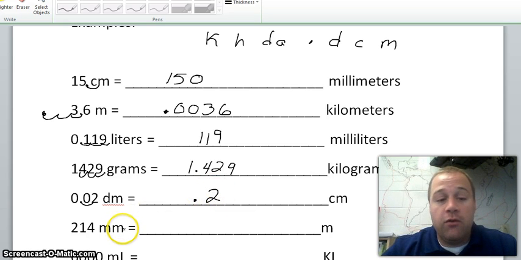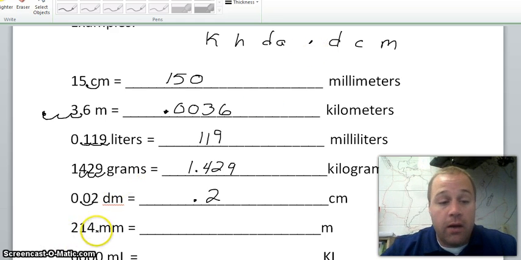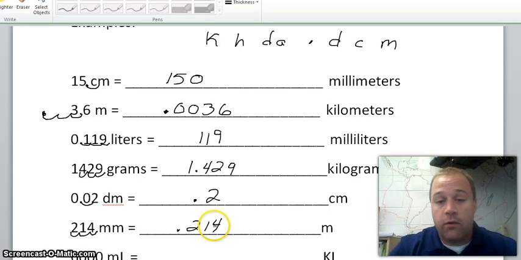From here we're going millimeters. 214 millimeters is how many meters? So millimeters is on the right. And we go 1, 2, 3. We go to the dot because that's our base unit and that's what a meter is. So 3 to the right here is 1, 2, 3. 0.214.